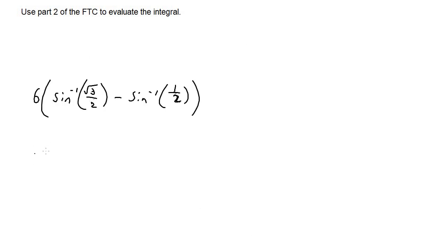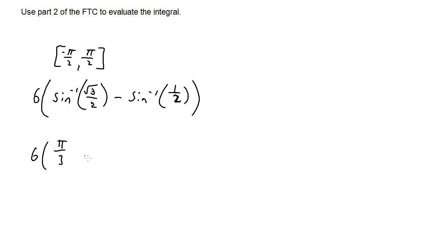Now in order to evaluate inverse sine of square root of 3 over 2, we need to think about what do we take the sine of? Sine of what angle gives us square root of 3 over 2? Now remember that the range of inverse sine is from negative pi over 2 to pi over 2. So inverse sine of square root of 3 over 2 is going to be pi over 3. Now remember that sine of 2 pi over 3 also gives us square root of 3 over 2, but 2 pi over 3 is out of the range of inverse sine.